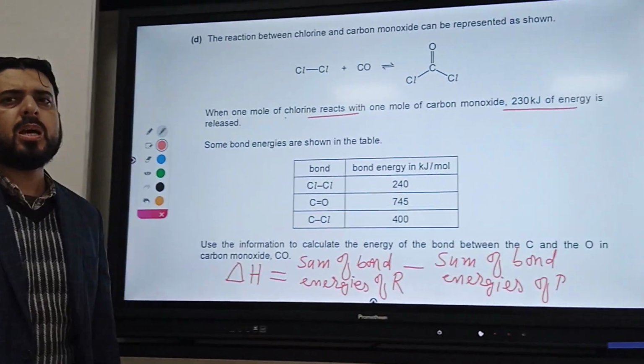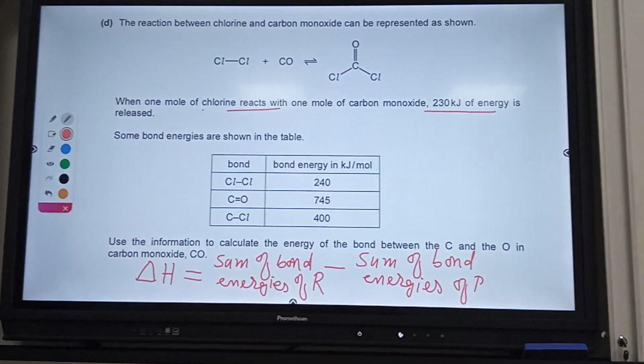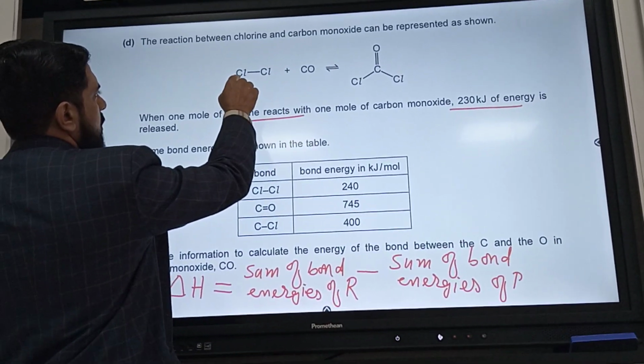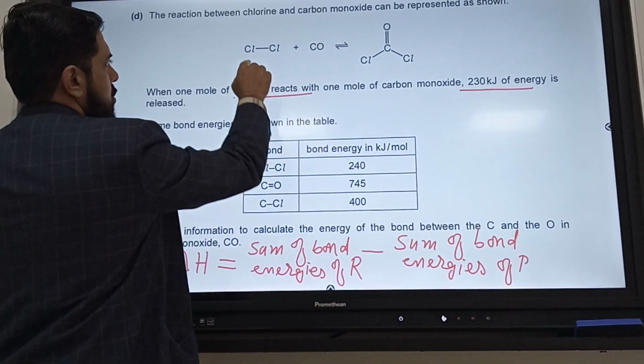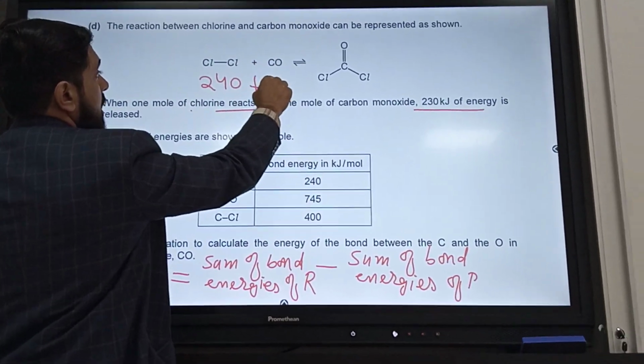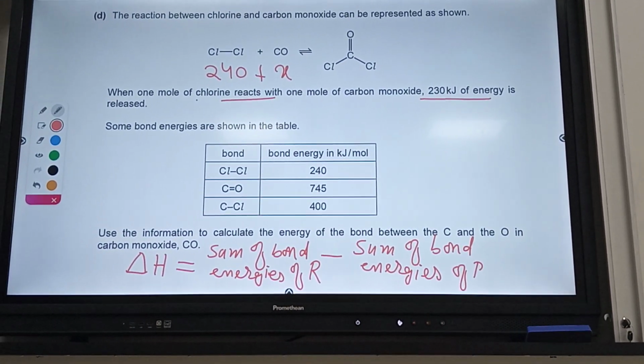But remember, in your exam, you may not have to write the formula. Just keep the formula in your mind. Now, by using these values, I'm just calculating the amount of energy in chlorine. So this is 240 plus. But we don't know the amount of energy involved in carbon monoxide.